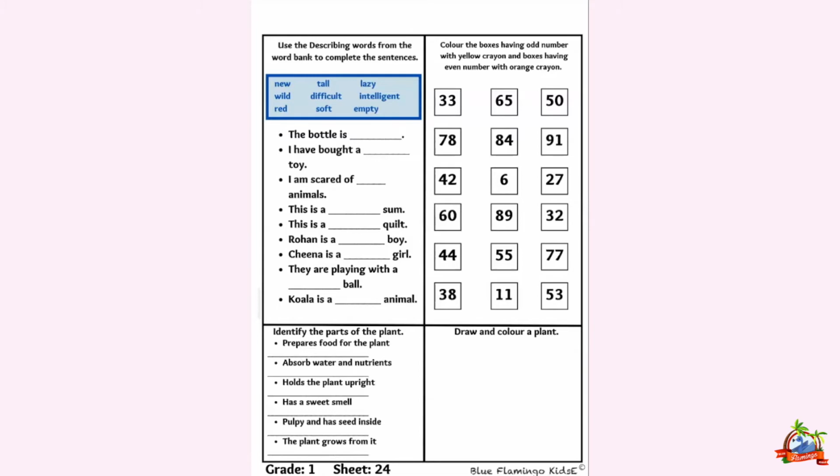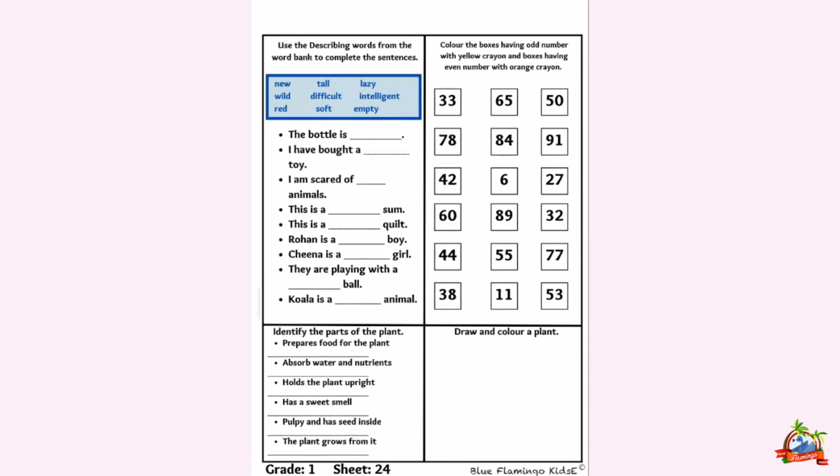I am scared of wild animals. मैं जंगली जानवरों से डरती हूँ. I am scared of wild animals. Now, in this way, you have to fill the rest of these sentences with describing words. बाकी sentences को describing words से fill करके complete करना है.